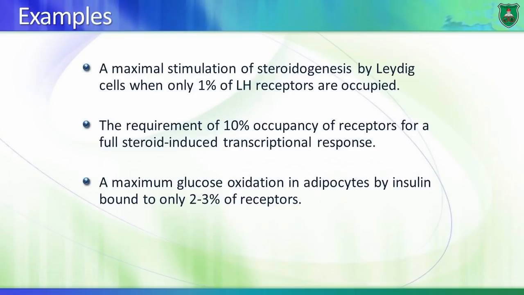So the luteinizing hormone receptor, for example, only 1% of the luteinizing hormone receptors are occupied by the luteinizing hormone. Similarly, for the steroid hormone receptors, only 10% would be occupied at a certain time in normal condition. As well as insulin, you have only like 2 to 3% of insulin receptors bound to insulin to induce glucose oxidation.